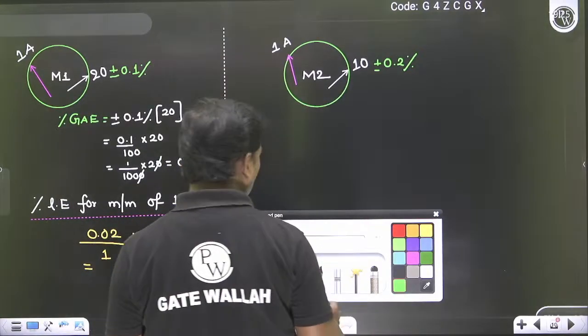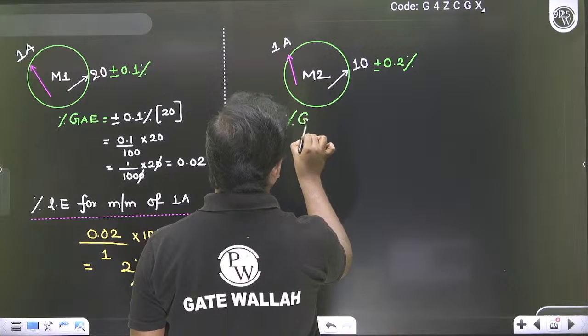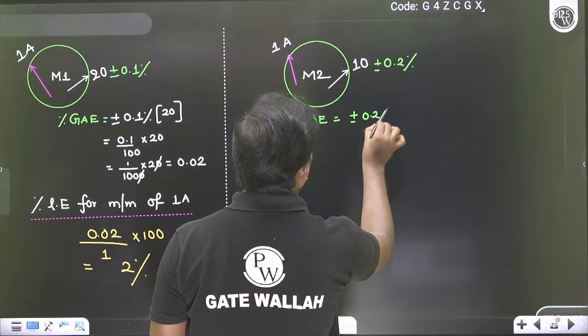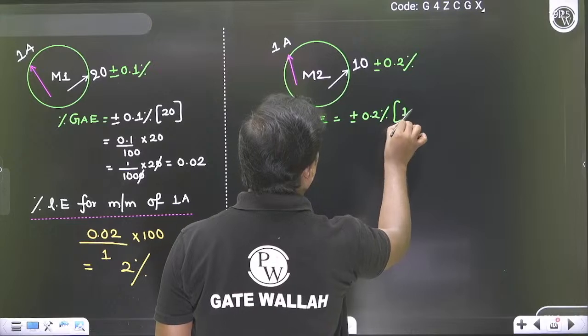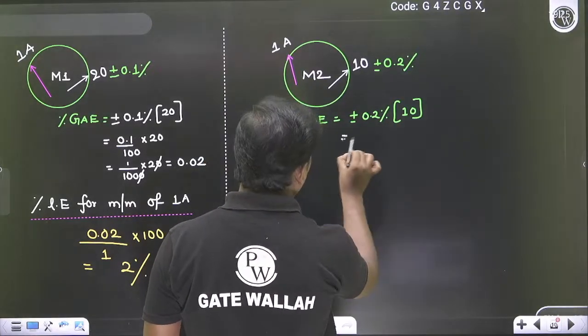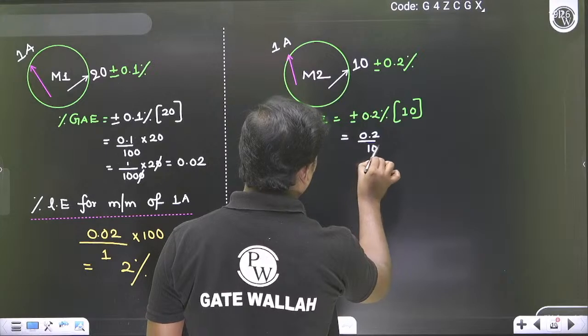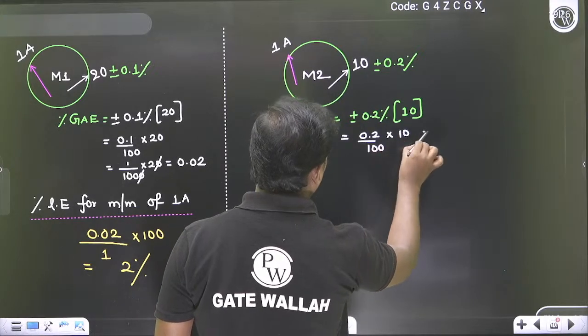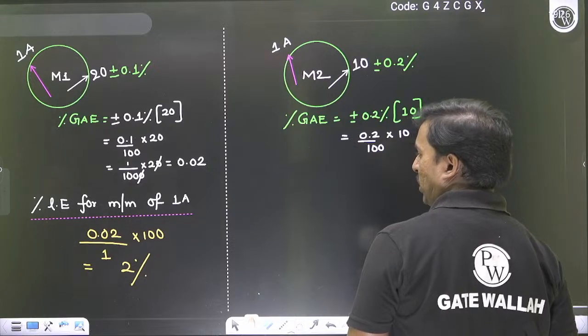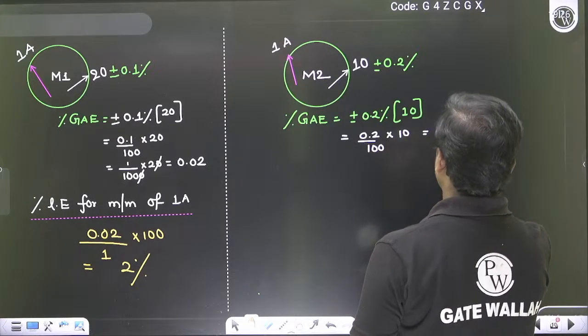Now let us see this here. Same to same, what is given here? The percentage of guaranteed accuracy is plus or minus 0.2% of your measurement value 10. So I can do it here as 0.2 divided by 100 into 10. That will become 2 by 10, 20 by 1000. Almost the same, right? 0.02. Also the same.